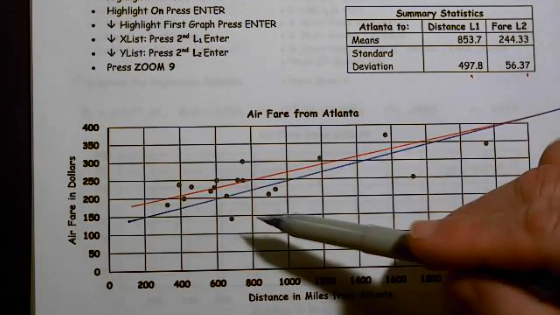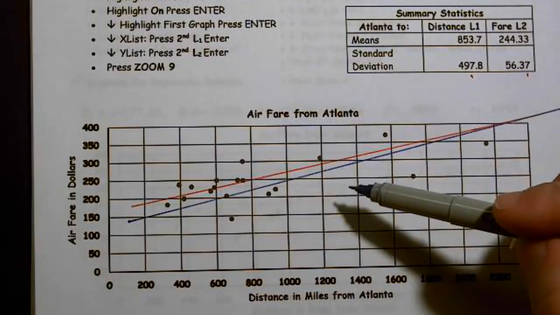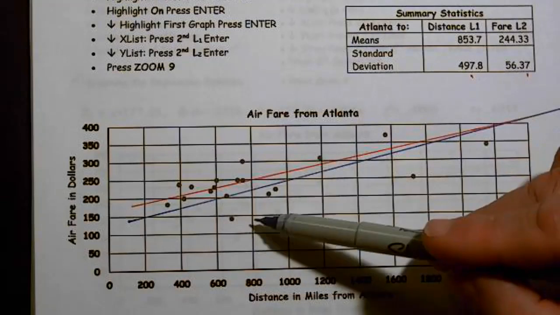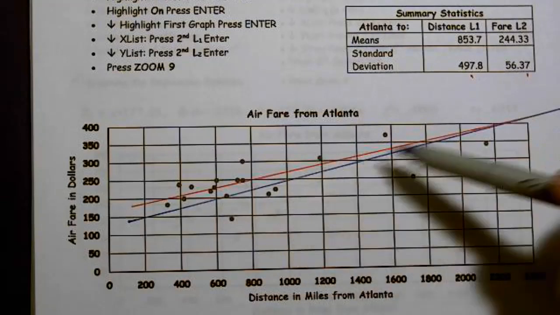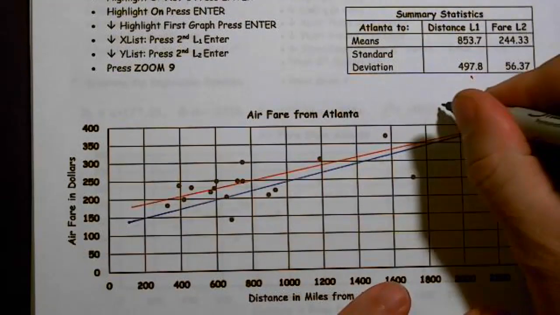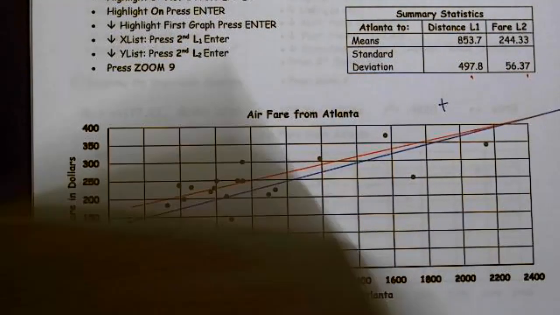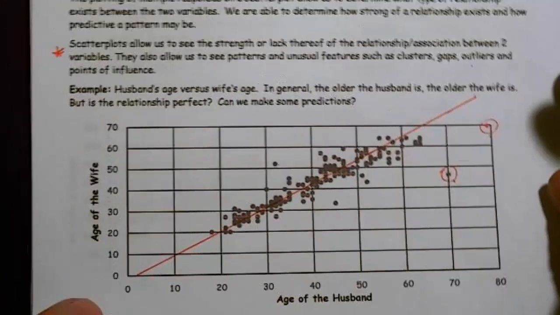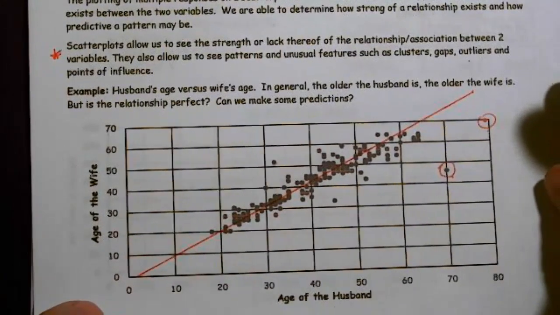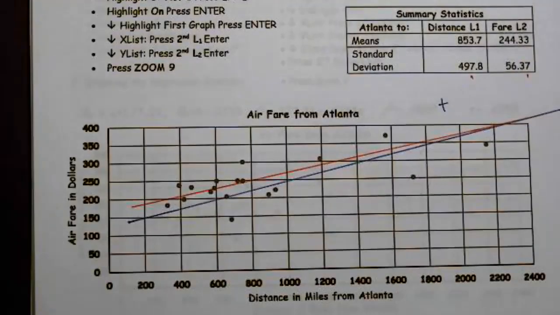And what we see is, in general, there is a trend. Now, it's not nearly as close a trend as the age was, but we see that as distance increases, the airfare increases. And since both are increasing, we would say we have a positive relationship. We have a positive slope, just like we had the same thing when we were looking at the age of the wife versus the age of the husband.